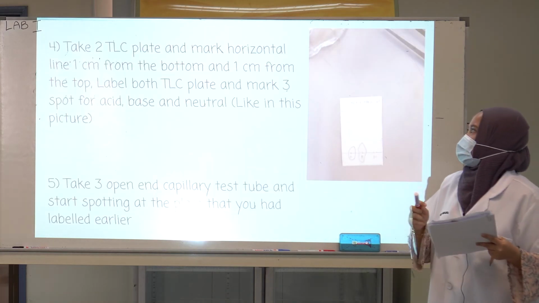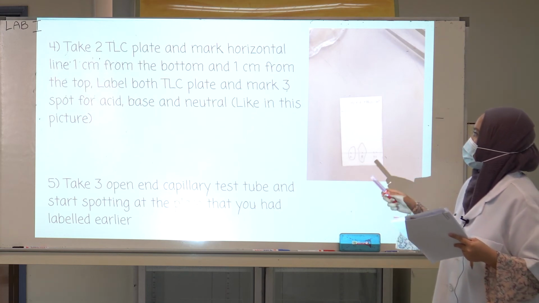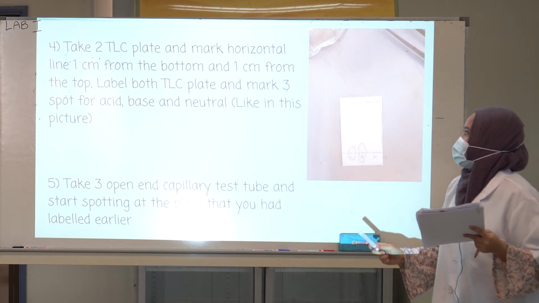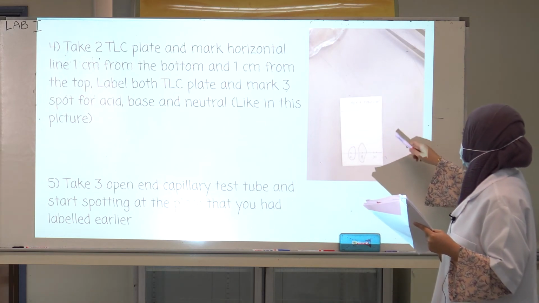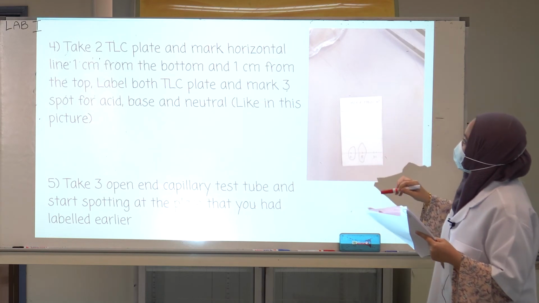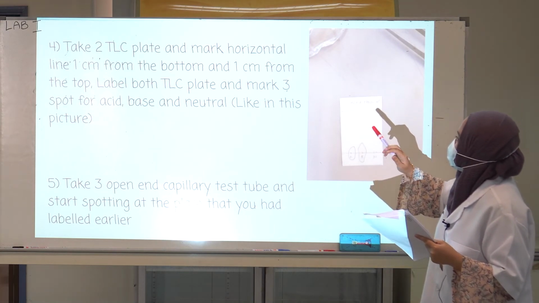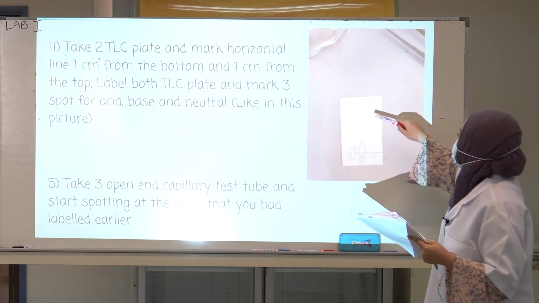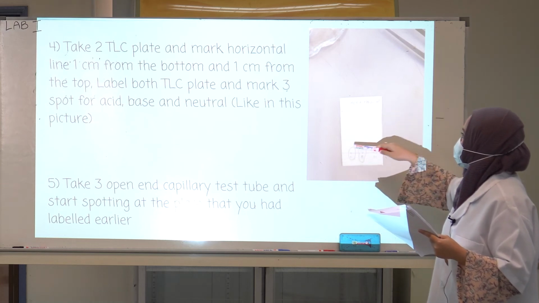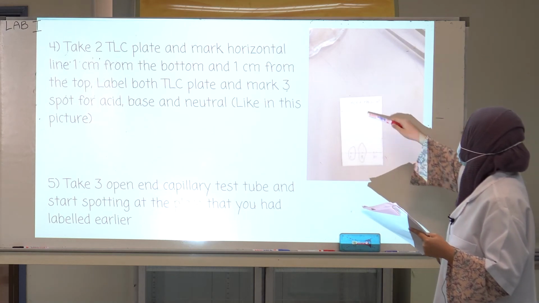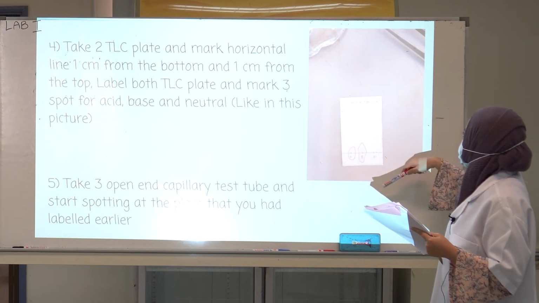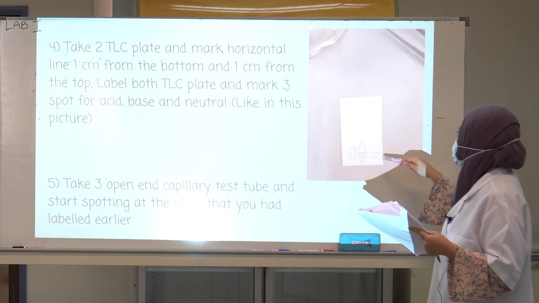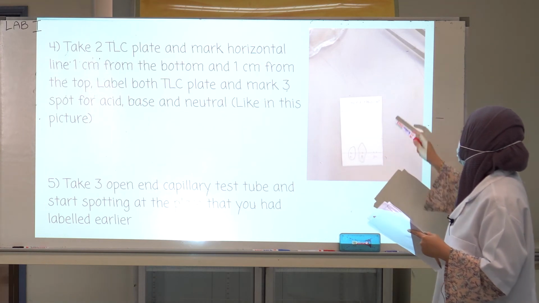Then we take 2 TLC plates and mark a horizontal line 1 cm from the bottom and 1 cm from the top, like this. After we mark the horizontal lines, label the TLC plate, and also mark 3 spots for acid, base and neutral, like this.